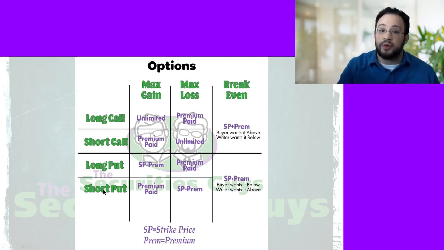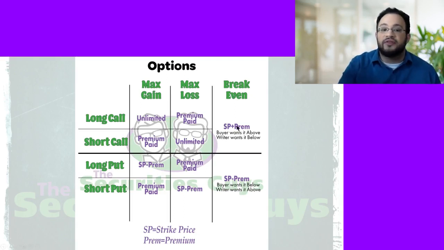When you're short a put, again, same with the short call. The most you can gain is the premium if the option expires worthless. The most you can lose is the most the other one can gain. These always cross. If this goes to 0, I'm going to have to pay the strike price to the buyer, and I'm not going to be able to make anything from it. I'm just going to have to pay him the strike price, and I'm going to have to sell it for 0.